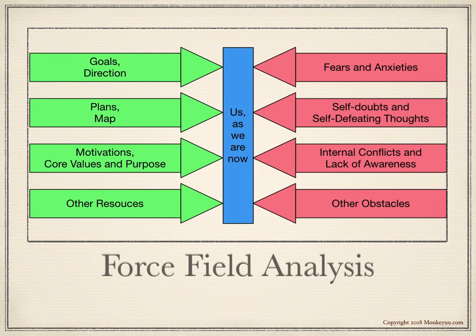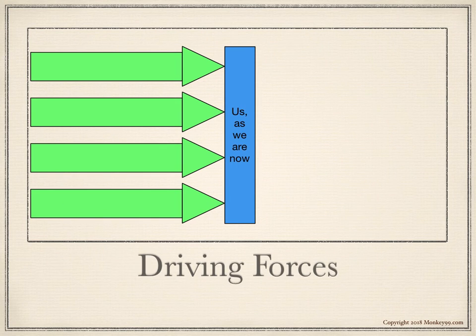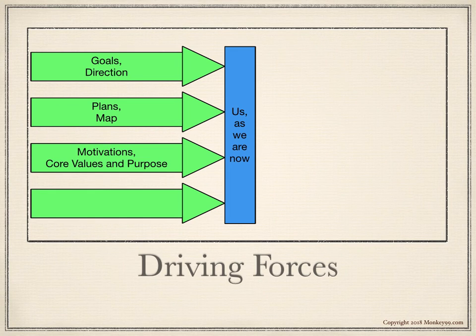Where we are currently in our life is represented by the bar in the middle. There are driving forces that encourage us to move forward. In my version, the driving forces include goals, or at least a defined direction we want to move toward, plans, or a map that helps us stay on the path of our direction, motivations, or our core values and purpose that drive us forward, and other resources we'll need, such as money, knowledge, skill, and emotional support.